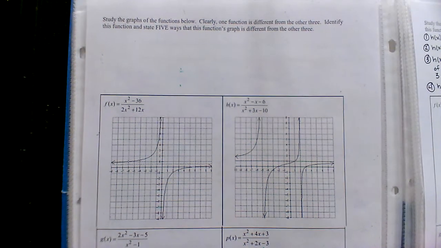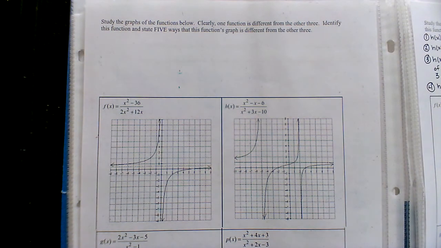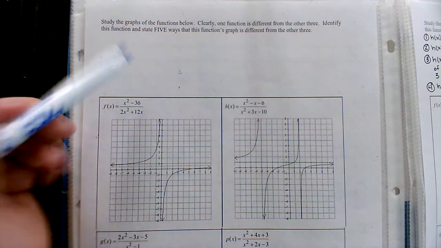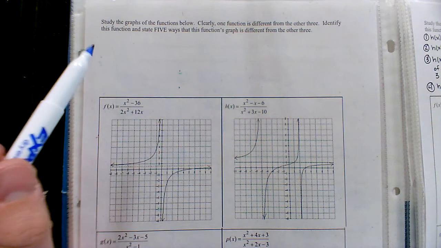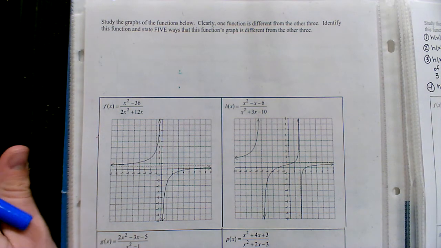So on the back, what we're going to do, I'll read this first, then we can describe what I need. So study the graphs of the functions below. Clearly, one function is different from the other 3. Identify this function and state 5 ways that this function's graph is different from the other 3. So again, we want to look at what's the same about them, what's different, and we're going to be able to make 5 statements. We're going to write out 5 statements up here on why that one graph differs from the other 3.